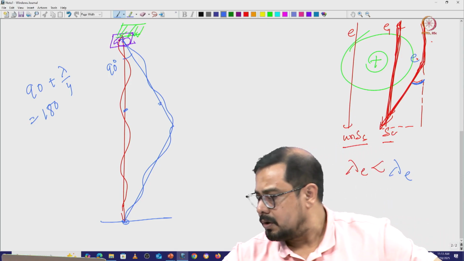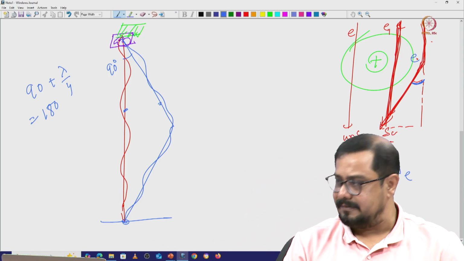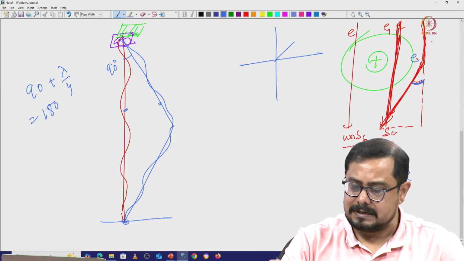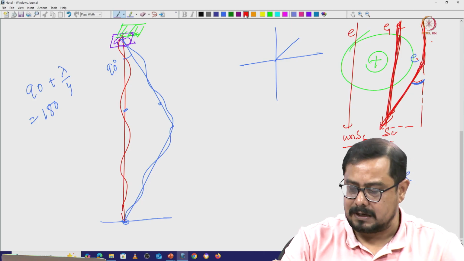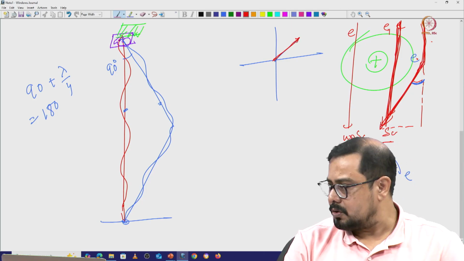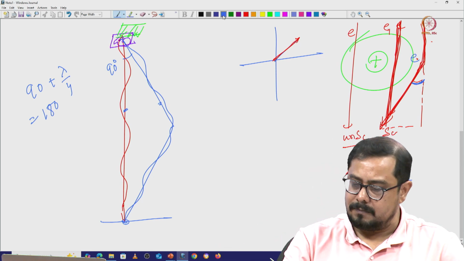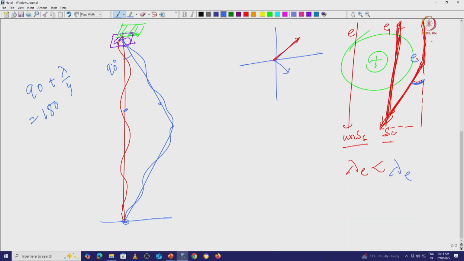Now if we want to plot those things in a vector plot, as in the vector addition I showed you, there is one wave, the red wave, which is the unscattered electron, coming in this direction. Then there is the blue wave. First there is a phase change of 90 degrees, and then because of the path length difference there will be another 90 degree change. So in total there is a 180 degree change. Now if you plot this blue vector, you can see there is a difference.